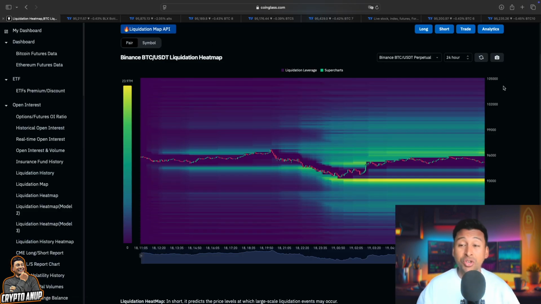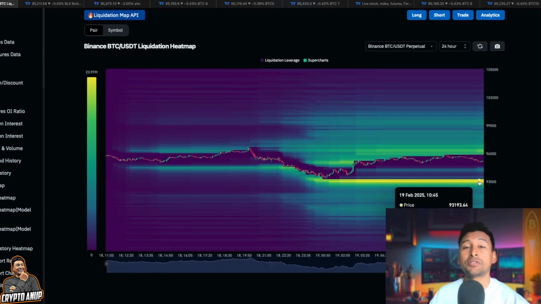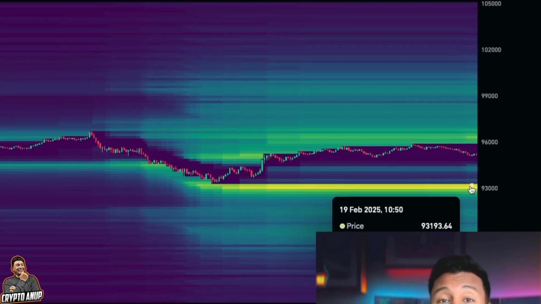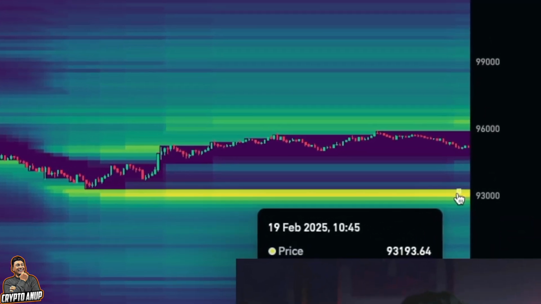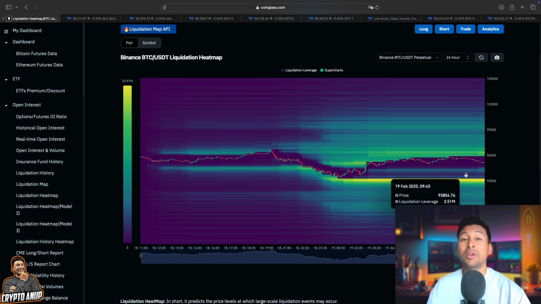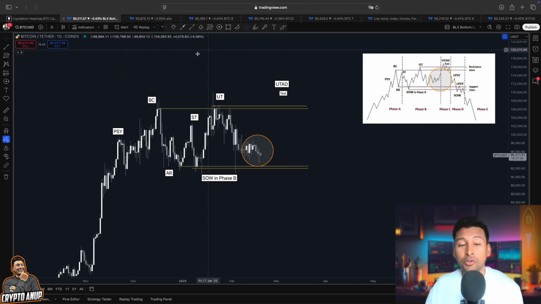For the immediate short term, if we look at this Binance Bitcoin USDT liquidation heat map, you can see we have liquidity clusters lying around 93,000 in a 24-hour time frame. These liquidation clusters could be attracting price around 93,000, but once this support breaks, the next area of confluence could be very bearish, invalidating this distribution schematic from Wyckoff, which we were expecting to play out.